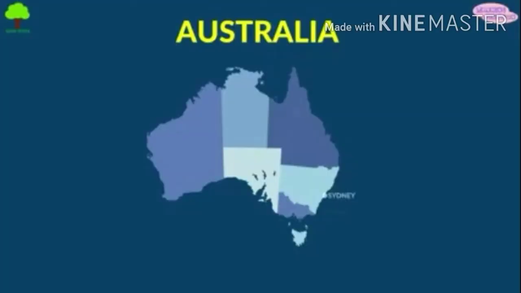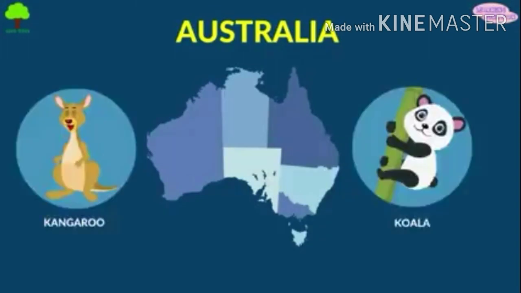Some important facts about Australia. The term Oceania is given to the island nations found in this region, namely Australia, New Zealand and other islands in the Pacific Ocean. The world's largest coral reef is the Great Barrier Reef. What is the world's largest coral reef? Great Barrier Reef. Where is it located? In Australia.